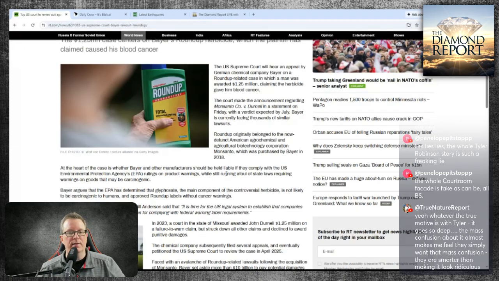At the heart of the case is whether Bayer and other manufacturers should be held liable if they comply with the EPA's rulings on product warnings, which may still run afoul of state laws requiring warnings on goods that may be carcinogenic.